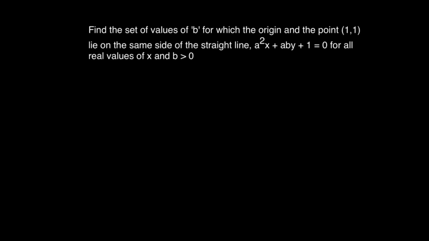Let us first understand what we mean by same side and the opposite side of a straight line. Let us take a straight line like this and let its equation be ax + by + c = 0. Any point that lies on this line will satisfy the equation ax + by + c = 0. But what if we have a point here and a point here? Both these points are on the left of this line, or you can say on the top of this line.